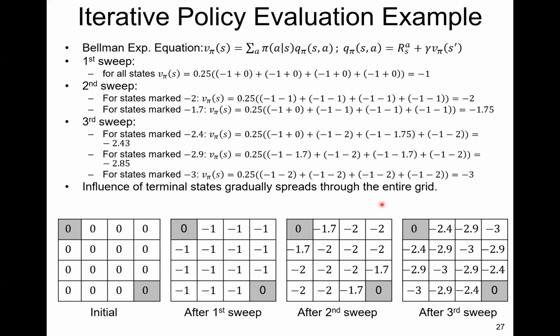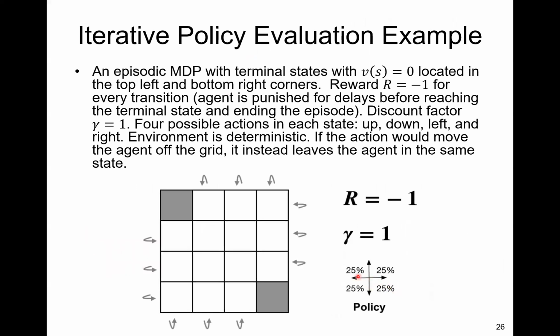The policy evaluation is based on the Bellman expectation equation for a deterministic environment. Initially, all the v values are initialized to 0. For the first sweep, we perform the update of v pi s. From every state, the policy is random, so in 4 directions, each one has 0.25 probability.